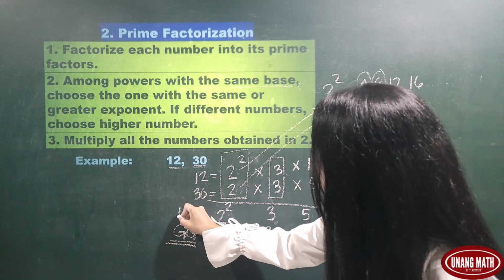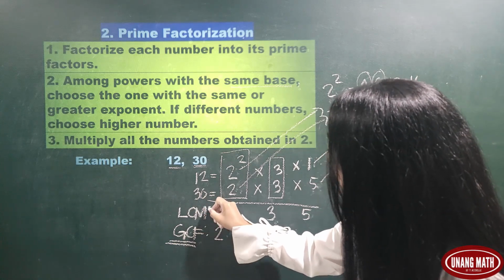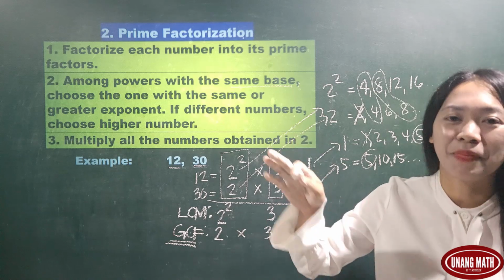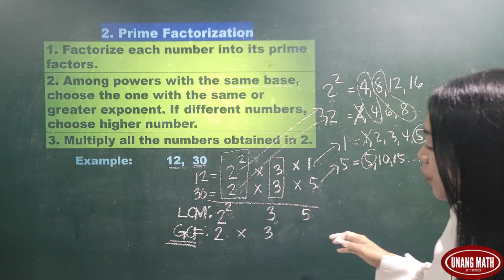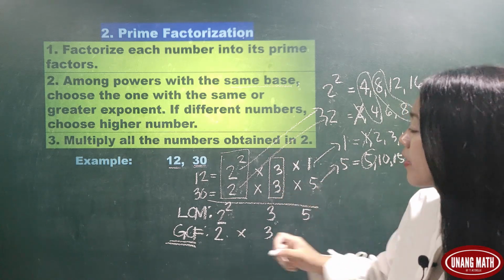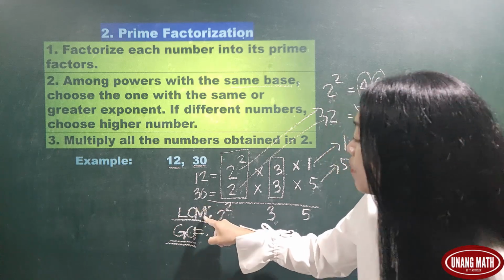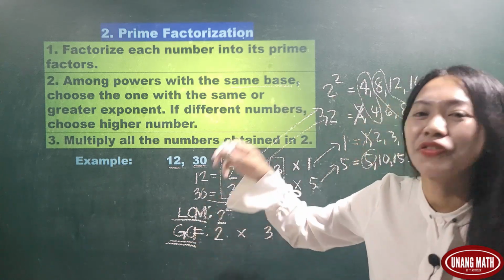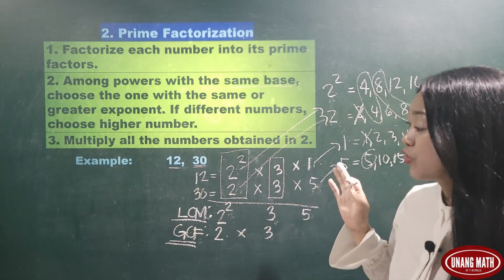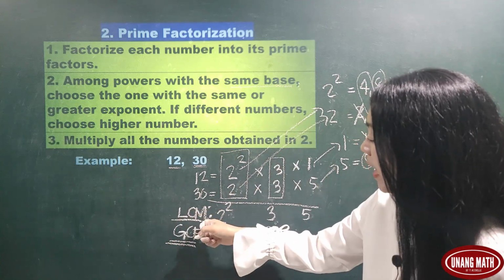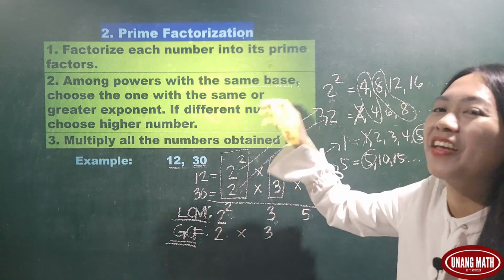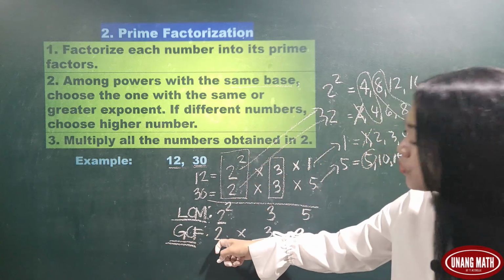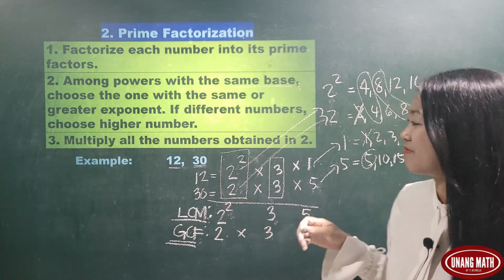Okay, but if we are looking for LCM, we need to choose the higher number. Don't be confused. Your clue here is: multiples are increasing, factors are decreasing. So if we are looking for LCM, choose the higher number. And if we are looking for GCF, choose the smaller number.